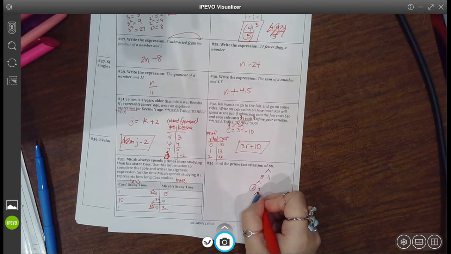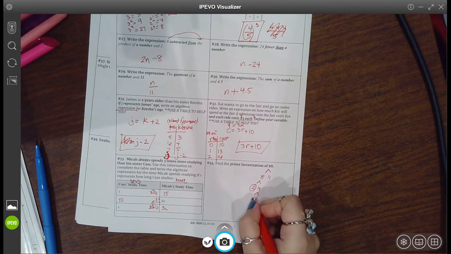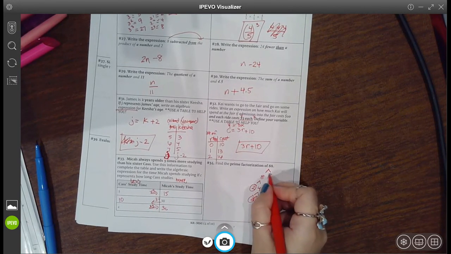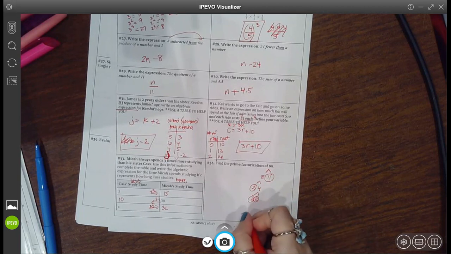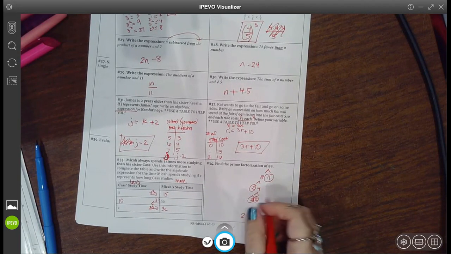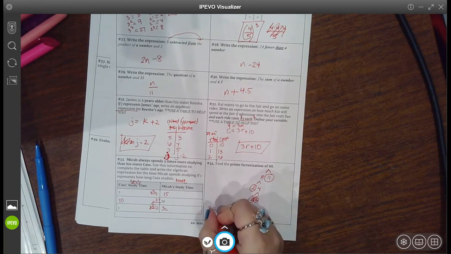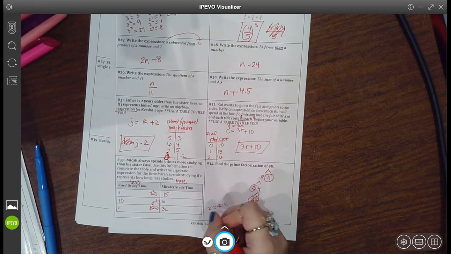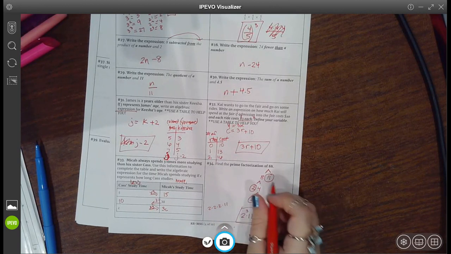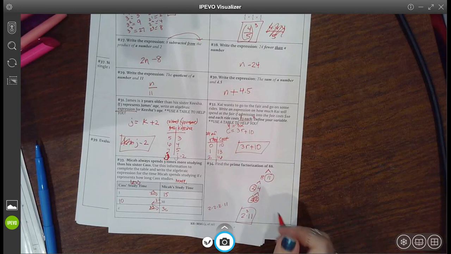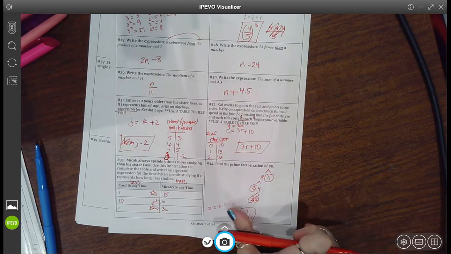2 is done. 4 can keep going though to 2 and 2. Done, done. 11 is done. So now you have 2s and 11s. How many 2s? 1, 2, 3 2s. Double check. 2 times 2 times 2. Well, 2 times 2 is 4. 4 times 2 is 8. 8 times 11 is 88. That's what I started with. And these are only prime numbers that I'm dealing with. Perfect.